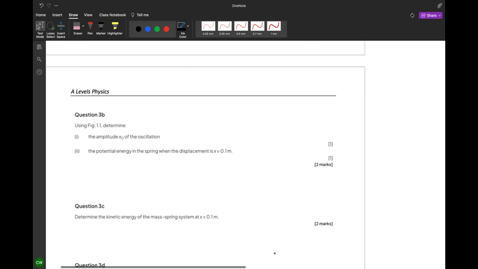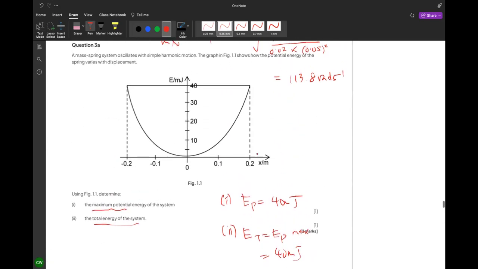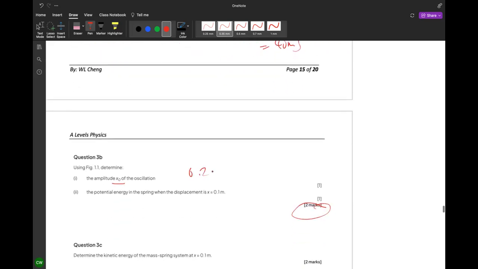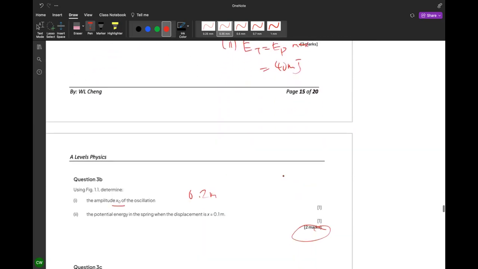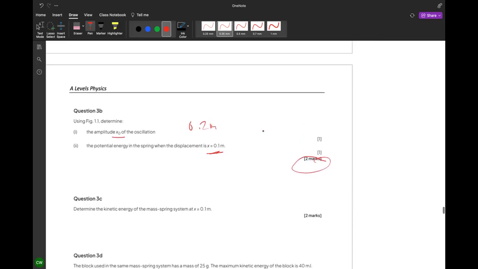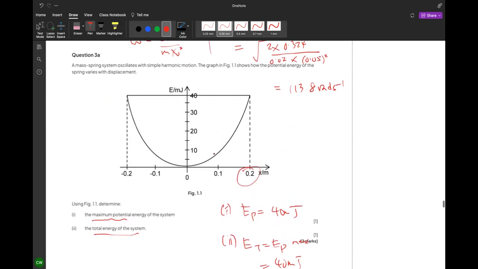Can you determine the amplitude and the energy when the displacement is this number? Try to do number 2. What is the amplitude? The amplitude we can see is 0.2 meter. Try to get the potential energy at this point, 0.1. Let's see who can do it. Using figure 1.1, that means you have to read from the graph. When this is 0.1, what is this value?